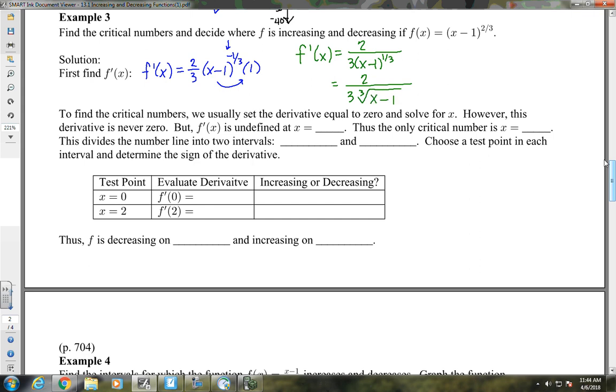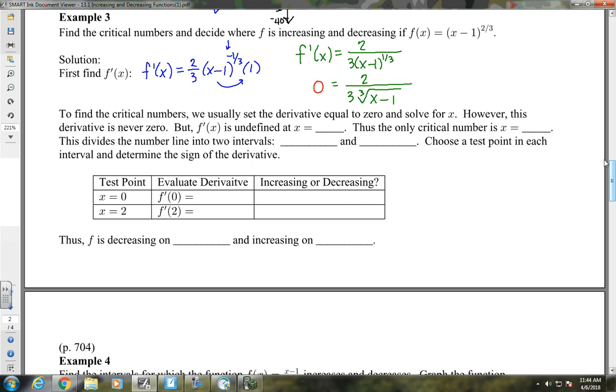Now, if I try to set this equal to 0, and I multiply both sides by that denominator, I'm not going to end up with any information. My denominator would go away, and I'd end up with 2 equals 0. So my derivative is never equal to 0.